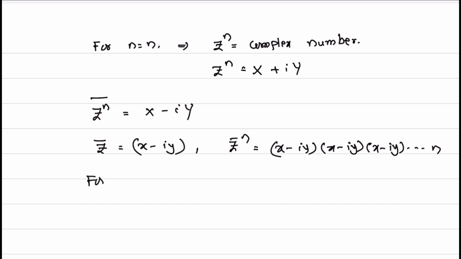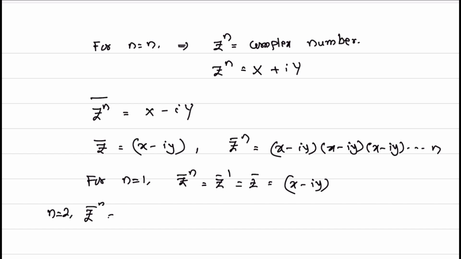For n is equal to 1, conjugate to the power of n is equal to conjugate to the power of 1, which is equal to conjugate, that is equal to x minus iy. And for n is equal to 2, conjugate to the power of 2 is equal to x minus iy whole square, that is equal to x square minus y square minus i into 2xy.